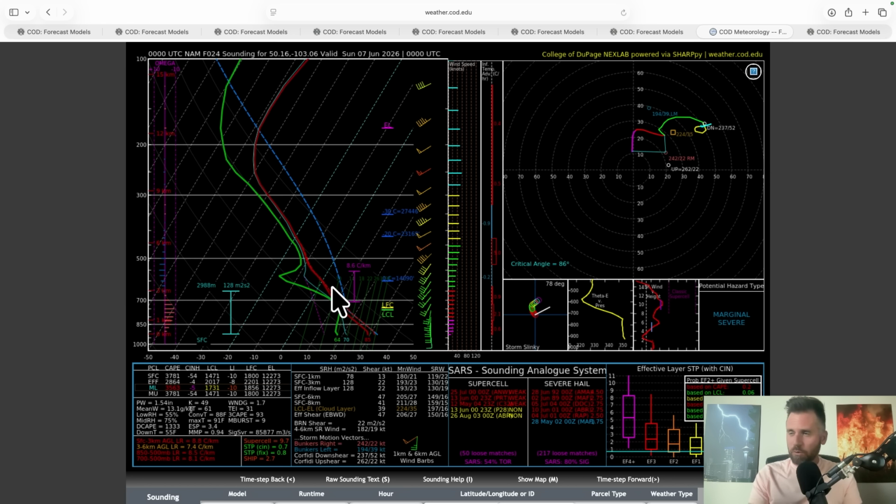And so we were looking at the map with CAPE. This area here between this blue dotted line and the red line is the visual manifestation of the CAPE. We can calculate this area here. That's 3,563 joules per kilogram. That's this area right here on this Skew-T diagram.